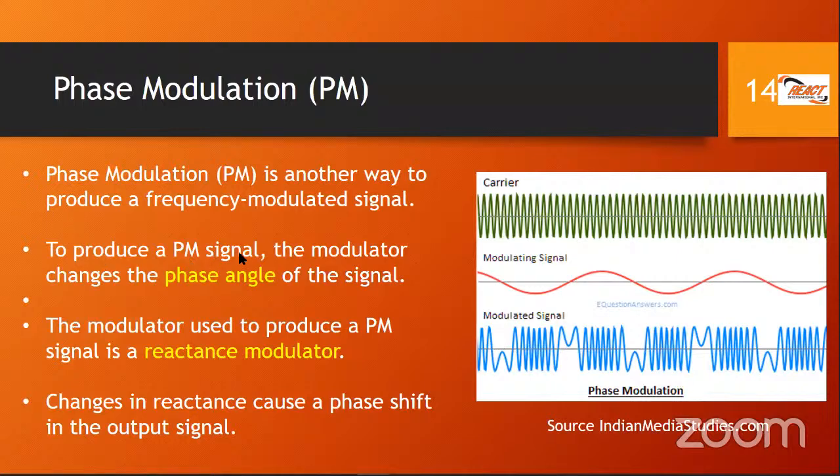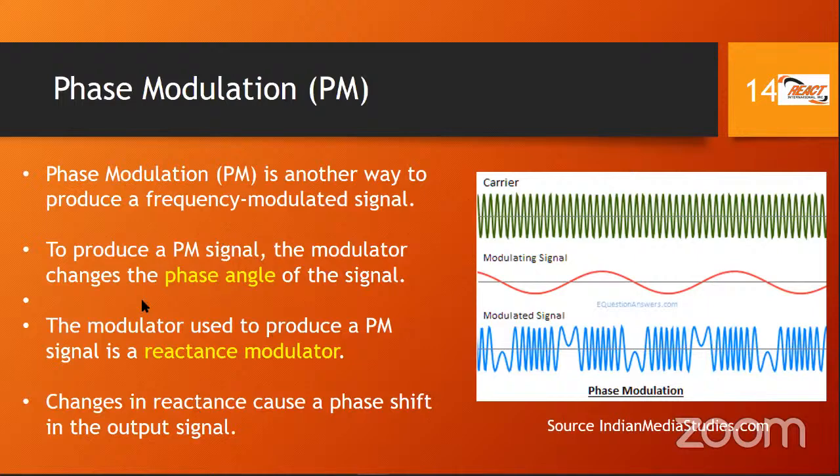Now, to produce a phase modulated signal, the modulator changes the phase angle of the signal. So that is what is changed, the phase angle. The modulator that is used to produce a phase modulated signal is called a reactance modulator. And changes in reactance cause a phase shift in the output signal.